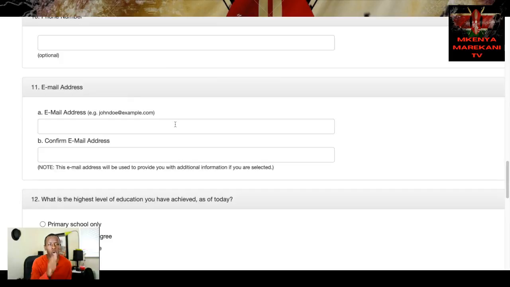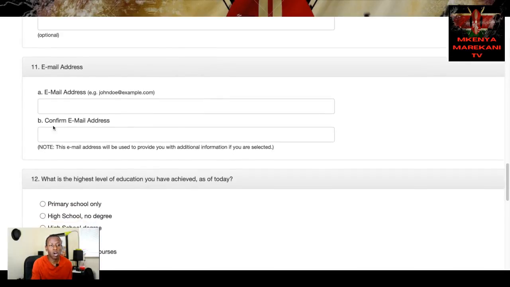So we are now on number 11. I was so specific about number 11 because it's very vital for you to remember your email and your password, because your confirmation number is going to be sent there. And recently, I think last year, they said that if you lose your confirmation number, you can also use your email address to retrieve it, which is a plus. That's why I'm telling you, email address is the only number that has been repeated twice, because it's very, very important.